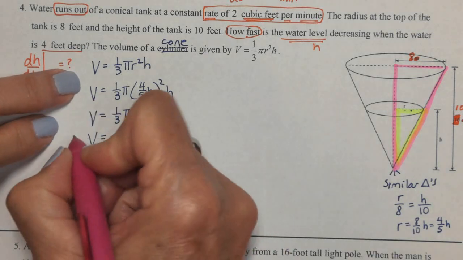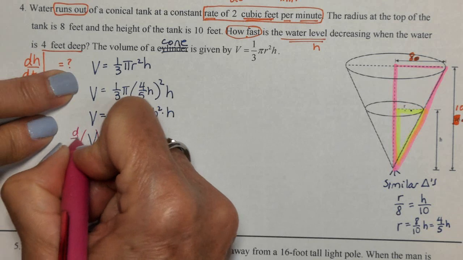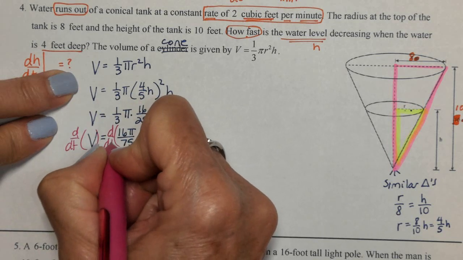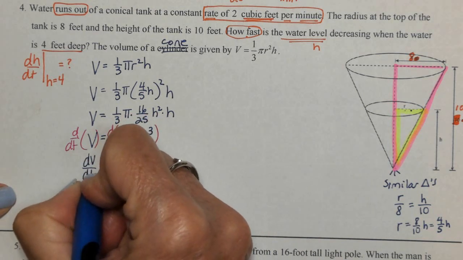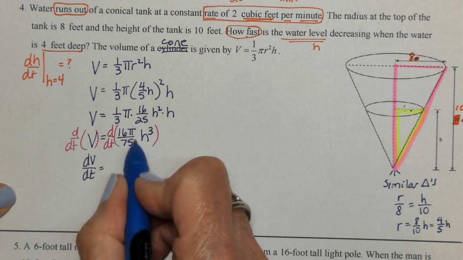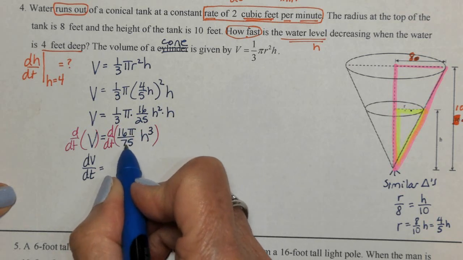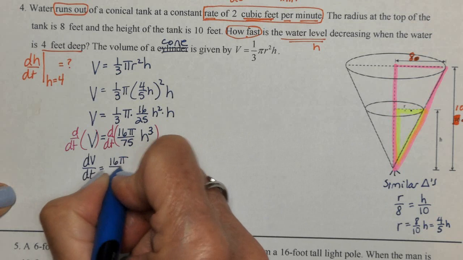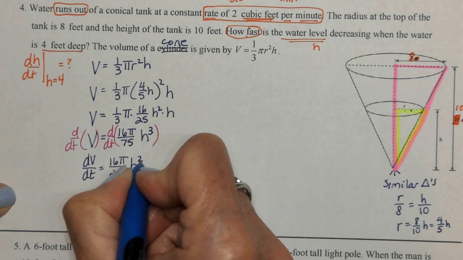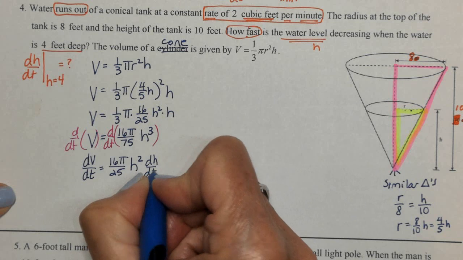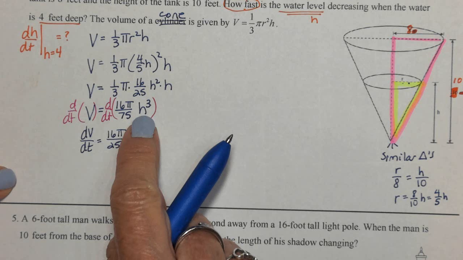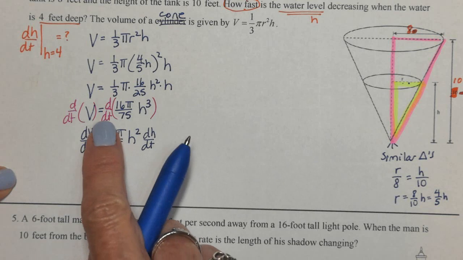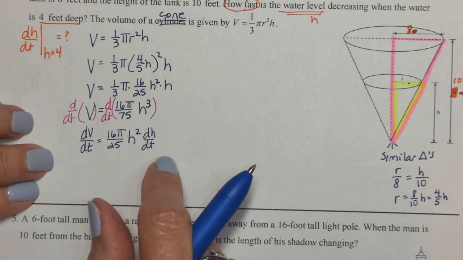Okay, coming in, time to take a derivative. So I'm going to take the derivative of both sides with respect to t. dV dt is 3 times this. It's going to reduce that 75, make it back to the 25, so we'll have 16 pi over 25 h squared dh dt. Little chain rule there. The derivative of h cubed is 3h squared times the derivative of h, which is dh dt. Okay? All right, time to plug in.